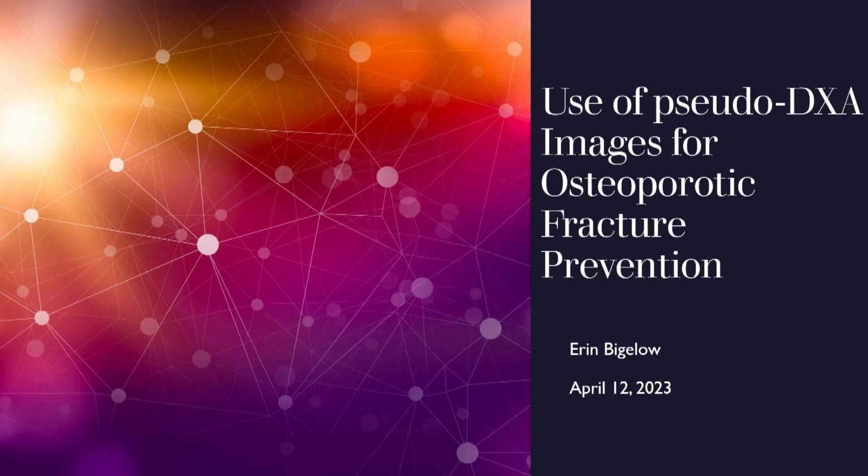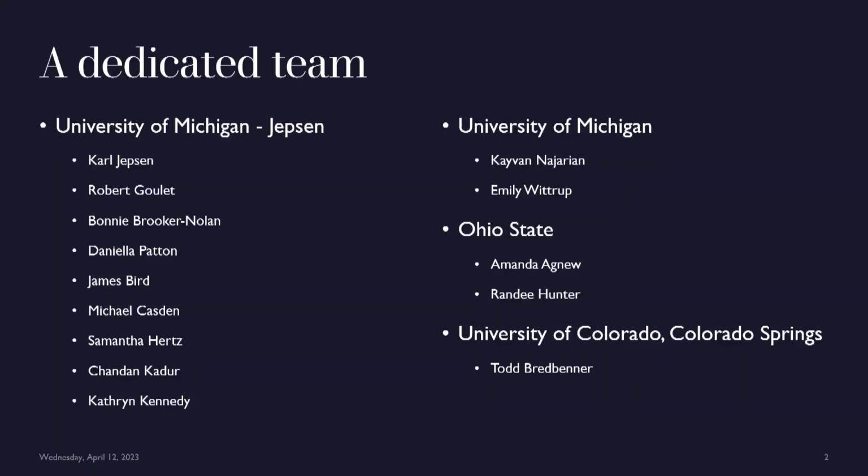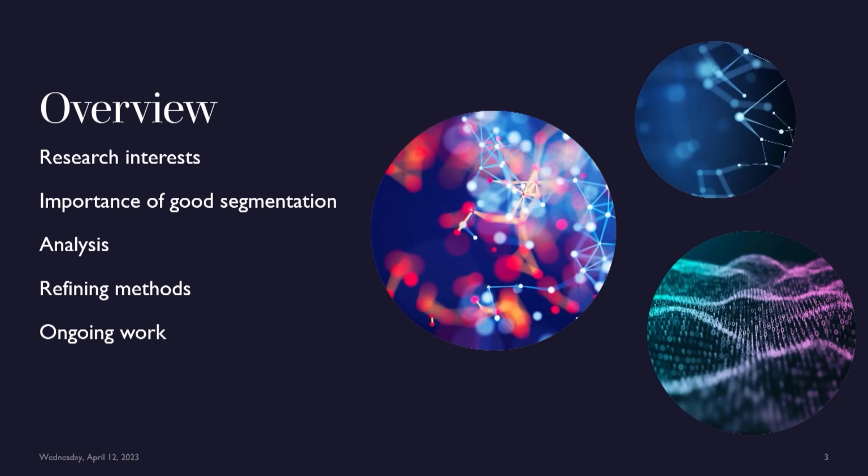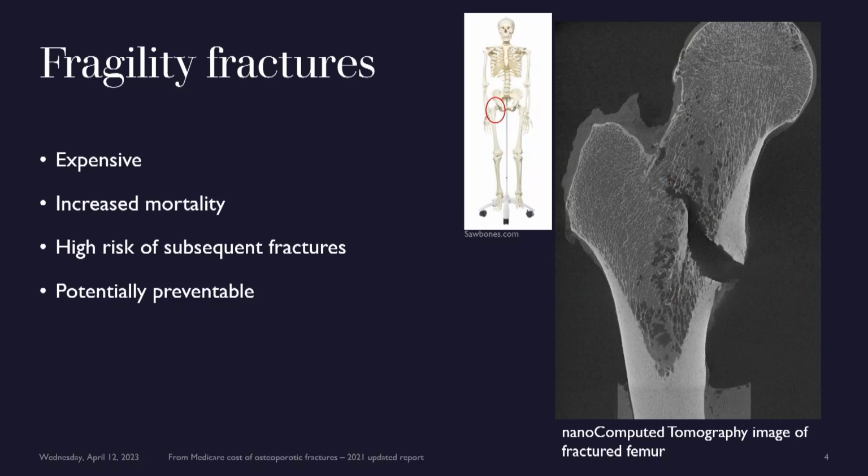All right, so I'm going to just start up front with, this is not just me. This is a really large dedicated team doing this work. So both here at Michigan with the Jepson Lab, other collaborators, Ohio State, University of Colorado, Colorado Springs. So real quick, I'm going to talk about our research interests, but I'm not going to get super into the research aspect because I really want to, with the user group, highlight what we're doing and how we're doing it. As Max said, I'm going to talk about the importance of good segmentation, some of the analysis tools we've been able to develop within Dragonfly, how we've refined some of those methods, and then some ongoing work.